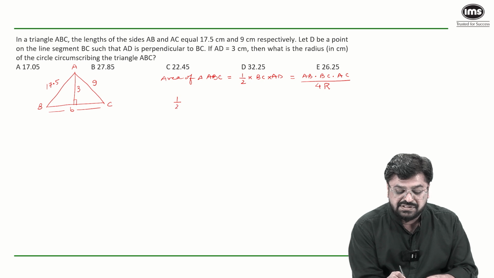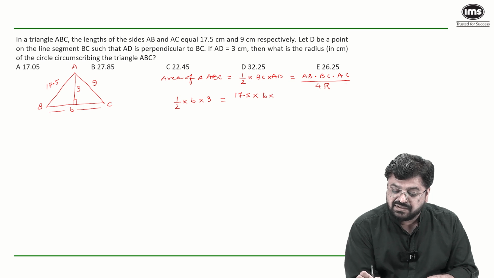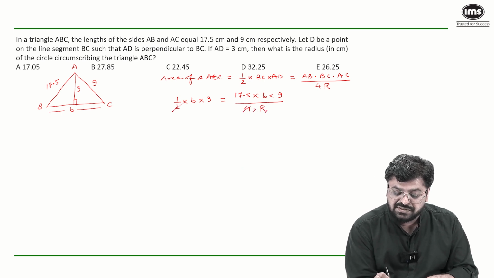So let's equate this. BC is B, AD is 3, equal to AB is 17.5, BC is B, AC is 9 upon 4 times circumradius. Okay, so this is 2. So it is B and B gets cancelled.